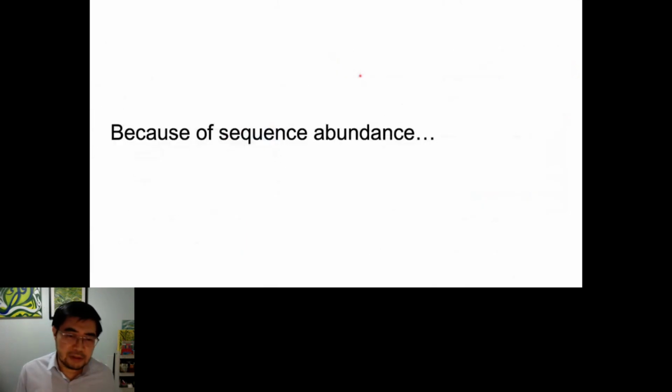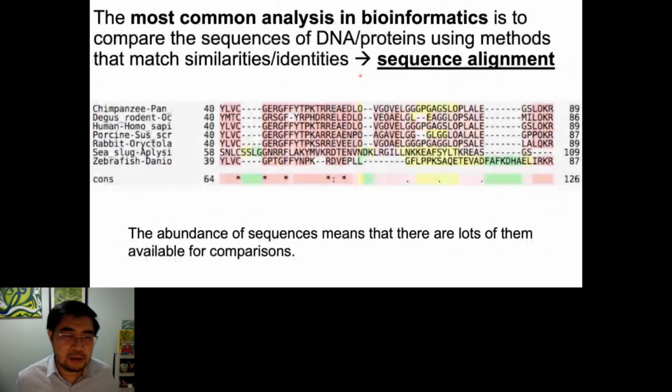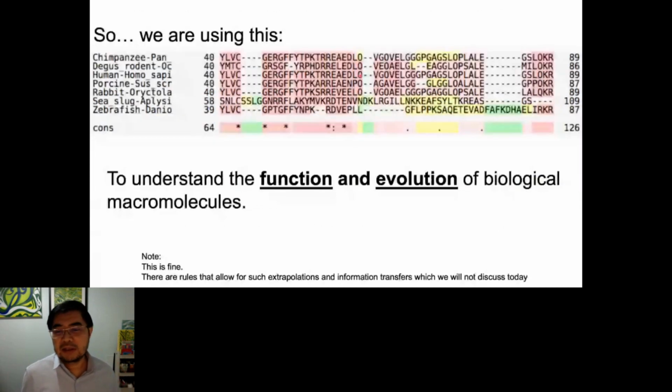So because of the sequence abundance, the most common analysis that we do in bioinformatics is sequence alignment. And that means that there are lots and lots of sequences to compare. And we are therefore using sequences to understand the function and evolution of biological macromolecules, which is fine because there are rules that allow for such extrapolations and information transfers.